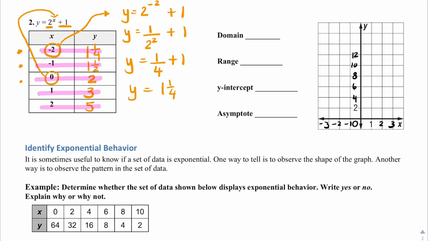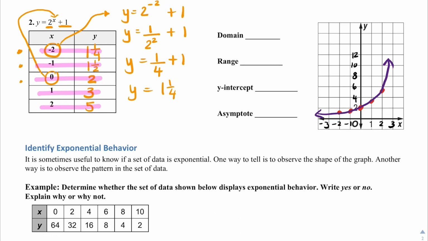Okay, when x is -2, y is 1 and 1/4. So -2, 1 and 1/4, so just above 1. When x is -1, it's 1 and 1/2, closer to 2. When x is 0, y is 2, so there's my y-intercept. When x is 1, y is 3, and when x is 2, y is 5. So I should see a curve, an increasing function, as smoothly as possible. Connect those points, arrows on either end.